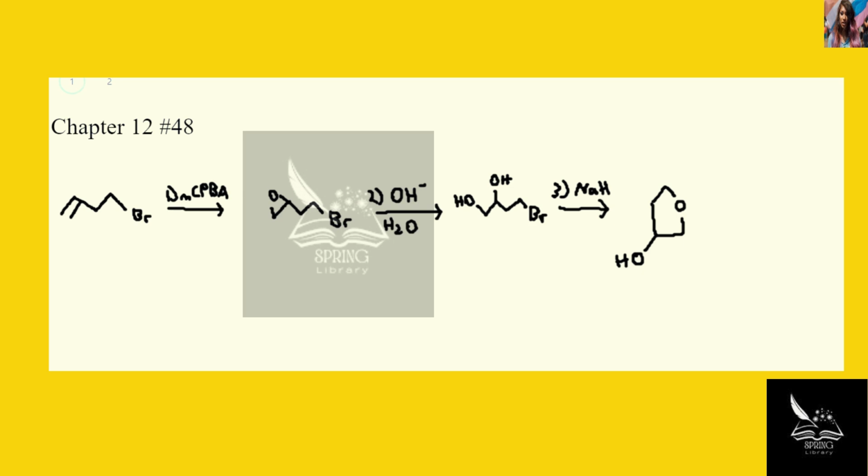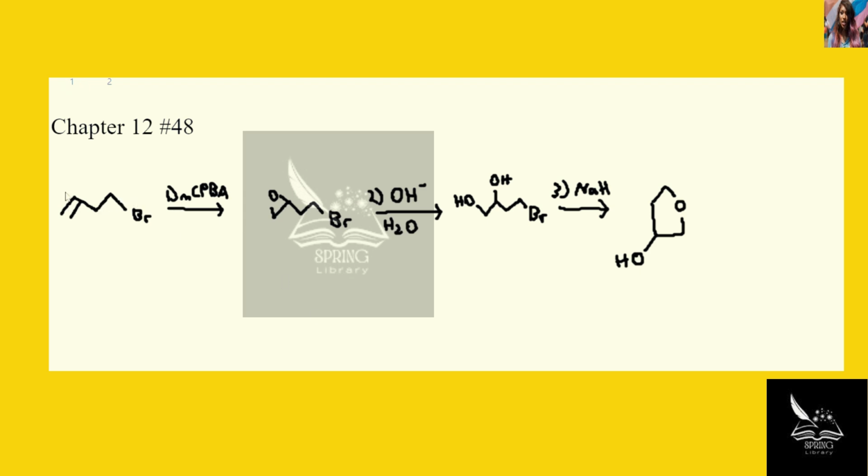So this is the answer to Chapter 12, problem number 48 from the Smith Organic Chemistry textbook. And this problem is asking us to show the product of a series of reactions, and then it's asking for a stepwise mechanism. So first, we'll take a look at what the products are going to be.